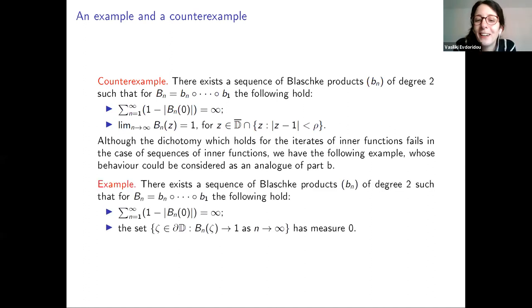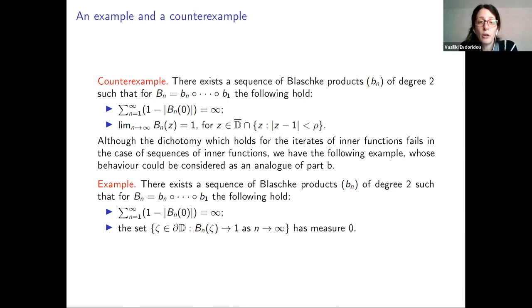Again, a sequence of Blaschke products of degree two, little bn, and we consider the composition capital Bn. The orbit of zero tends to one, and the sum is divergent. And we actually have that the set of points on the boundary of the unit disk whose orbit under Bn tends to one has measure zero. If you remember, in the case of iterates, whenever the Denjoy-Wolff point was on the boundary and we had a divergent sum, we had again almost no point on the boundary having an orbit converging to the Denjoy-Wolff point. So this example is an analogy to that result for sequences of inner functions.